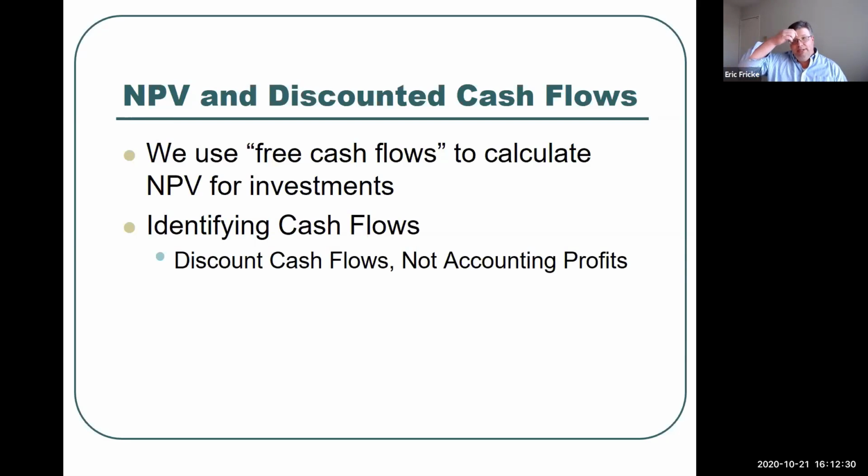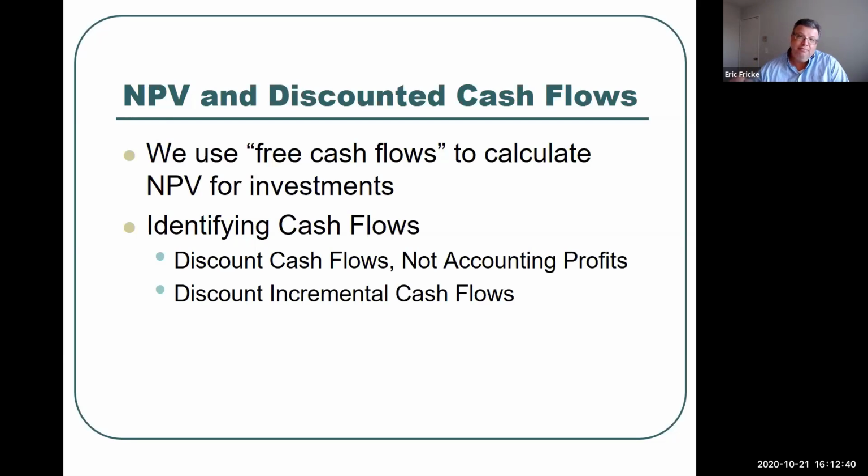So some of the key points are we're going to discount cash flows and not accounting profits. We're going to discount incremental cash flows, meaning we try to identify the specific cash flows that are purely due to the project we're looking at. Cash flows that change our normal business. So they're incremental, they add, they change what we already have.